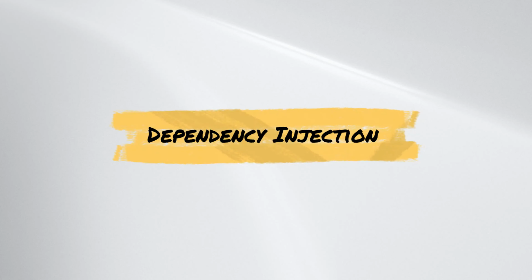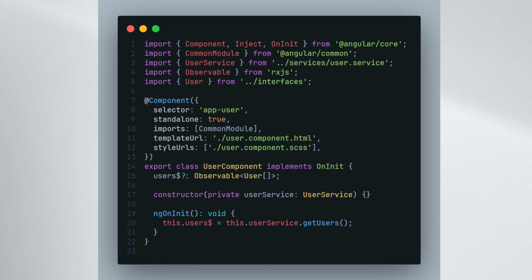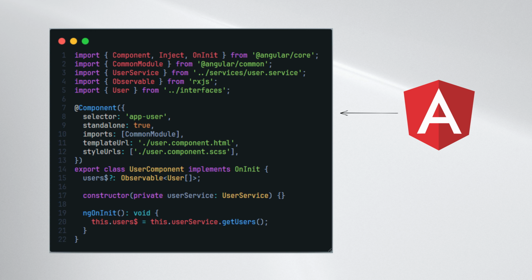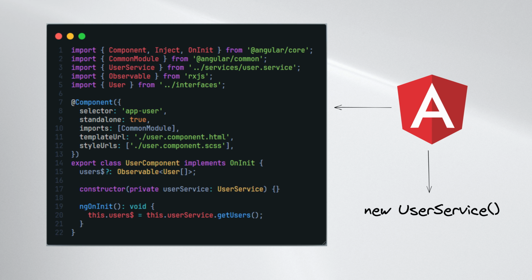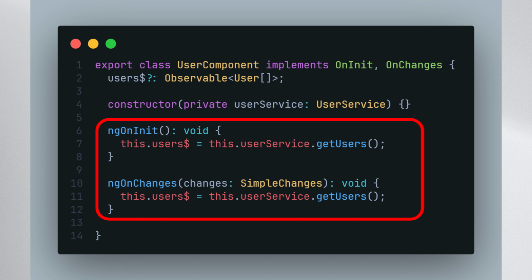Hi, today we are going to talk about dependency injection in Angular. So when you build a component in Angular, you specify all the required dependencies in the constructor of that component. And Angular looks at this component and creates the instance of that dependency internally and injects the dependency into your component. And then you can access this dependency in ngOnInit and ngOnChanges lifecycle hooks.